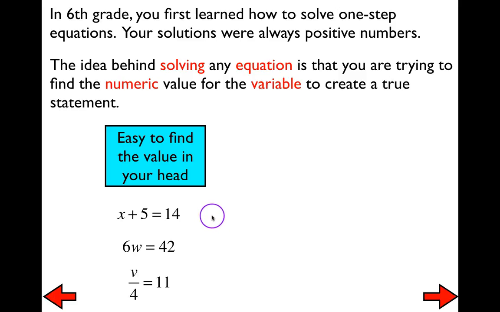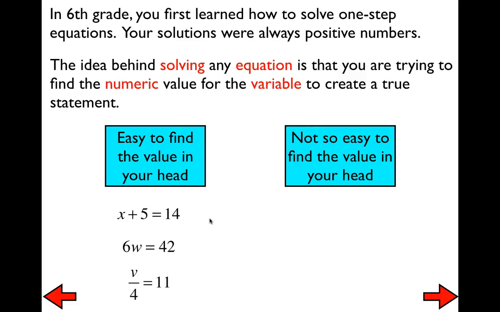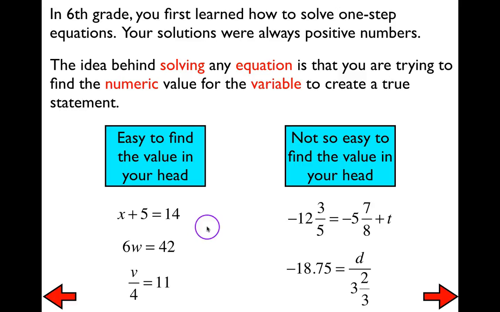Great mental math. But there's going to be some problems, especially in the 8th grade, that you might not be able to do in your head, like negative 12 3/5 equals negative 5 and 7/8 plus t. Do you know the value of t off the top of your head? Probably not. Well, what about negative 18 and 75/100 equals z over 3 and 2/3? Do we know the value of z off the top of our head?